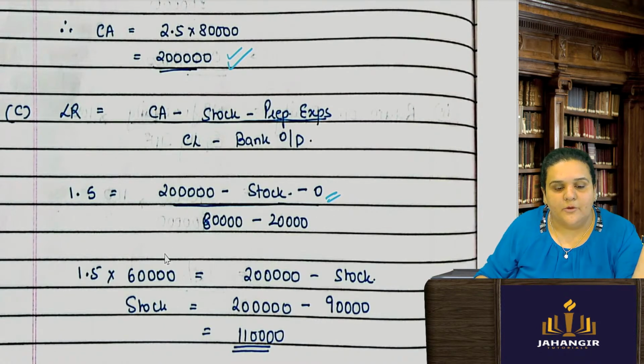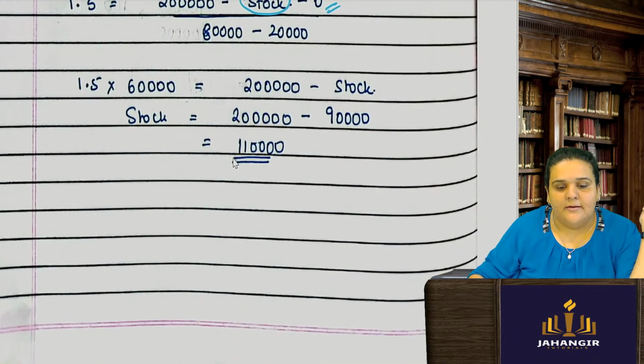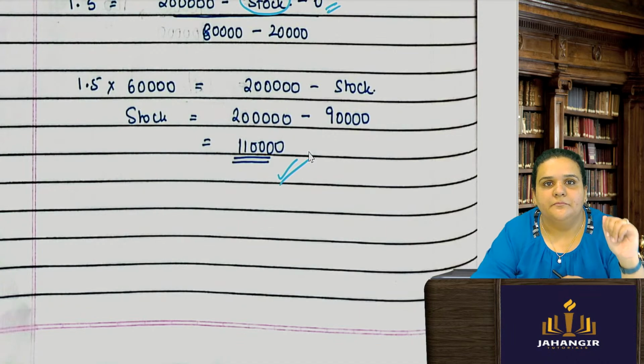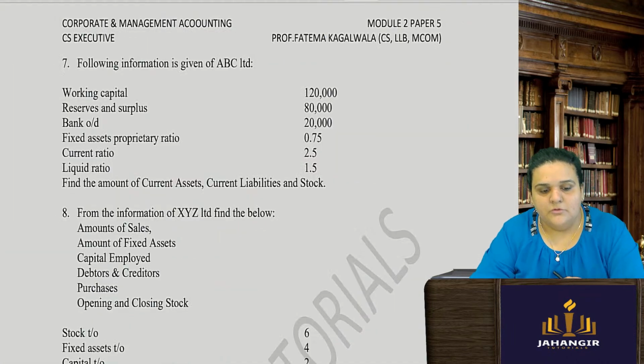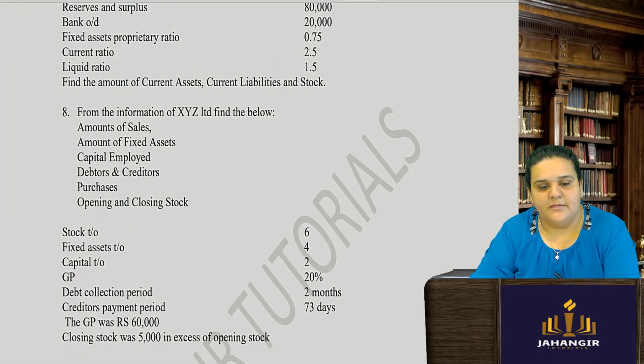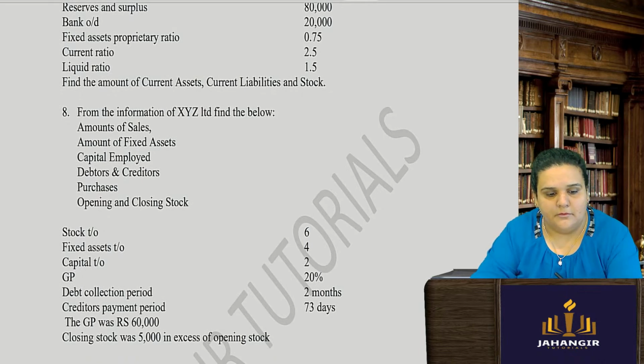1.5 is my liquid liability. Only stock I don't know. So I'll be able to find one unknown variable with the help of this equation. So stock will come to 1,10,000. Okay, so do not panic by reading such big sums. They are so simple.